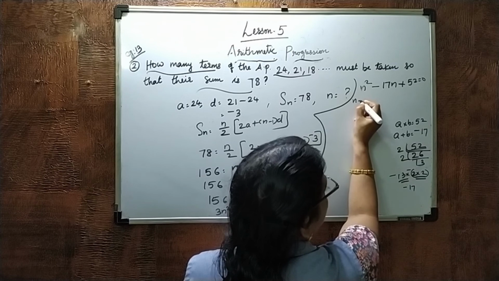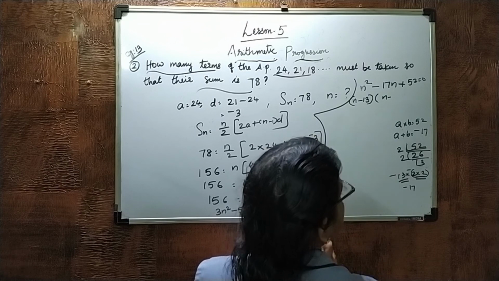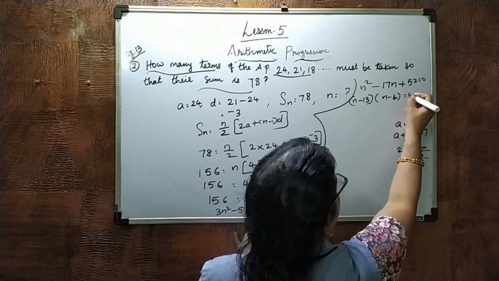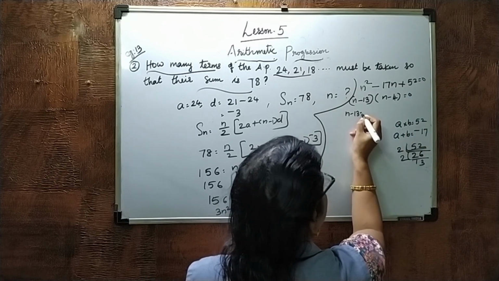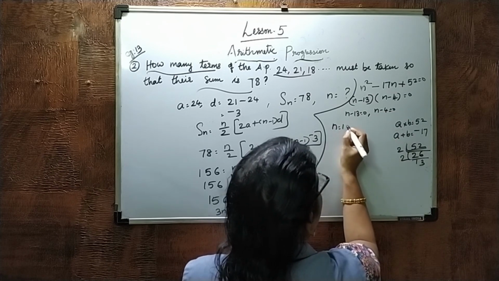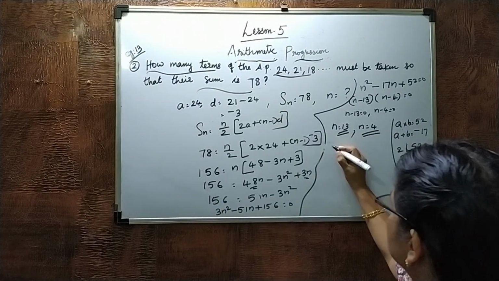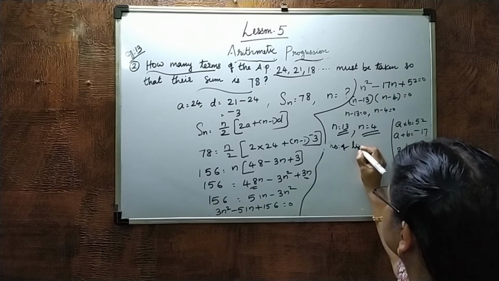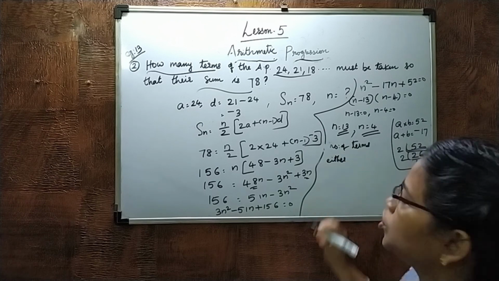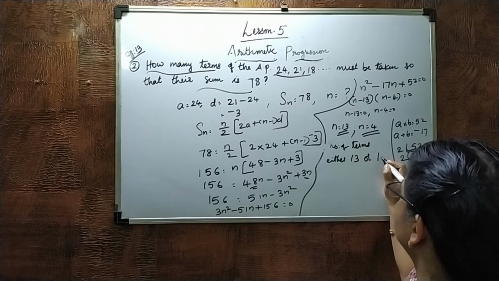So it will be n minus 13 into n minus 4 equals 0. That means n minus 13 equal to 0 and n minus 4 is equal to 0. Therefore, n is equal to 13 and n is equal to 4 you will get. So, the number of terms, either both are positive. So, no problem for that, right? So, either 13 or 4 it will be.